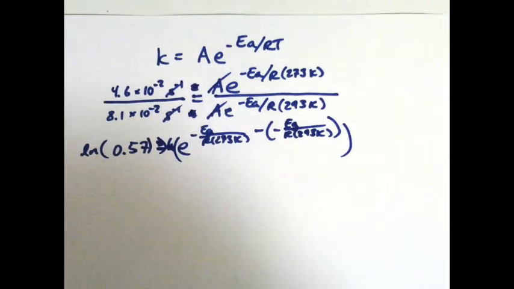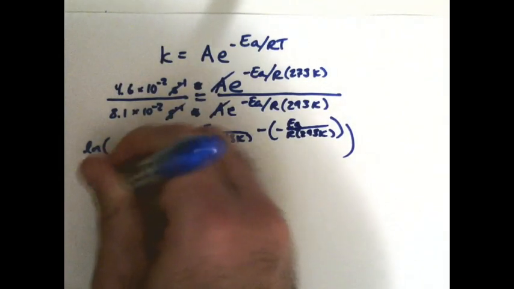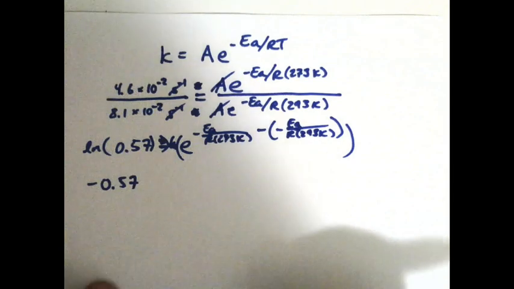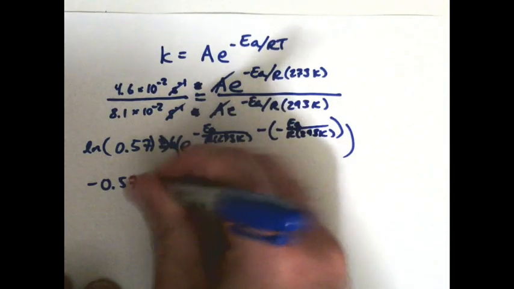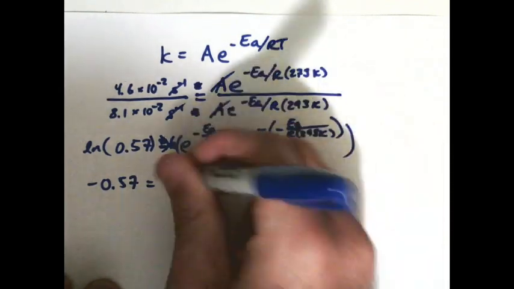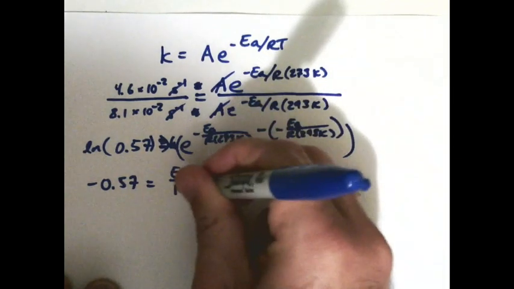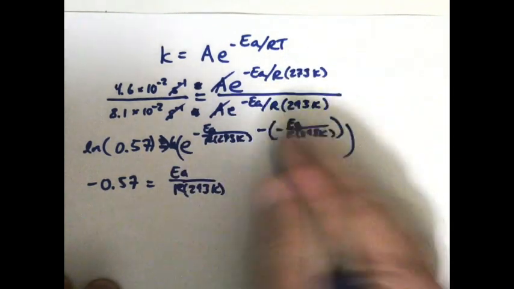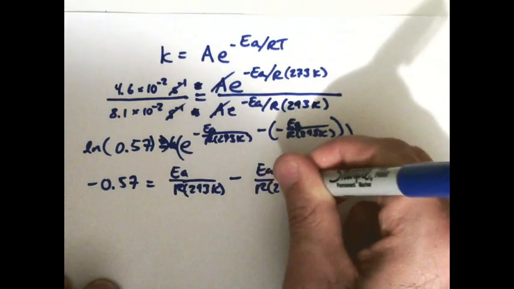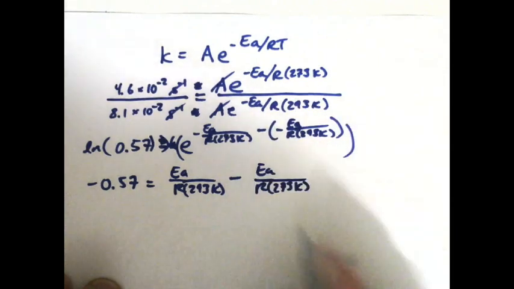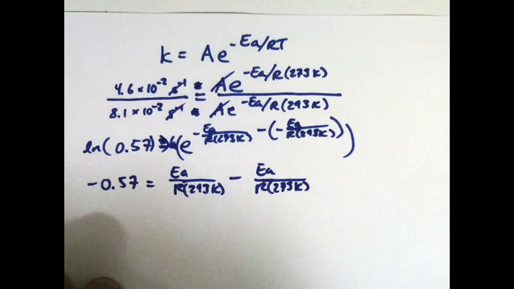Natural log of my original number here turns out to be negative 0.57, which is an interesting coincidence. Just so we're clear, I didn't flip the sign. That is actually its natural log. And then all of this is now going to be E sub A over R times 293 kelvins, which is positive over here, minus E sub A over R times 273 kelvins. Notice that minus a minus is a plus. That one's still negative. That's what I wind up with.